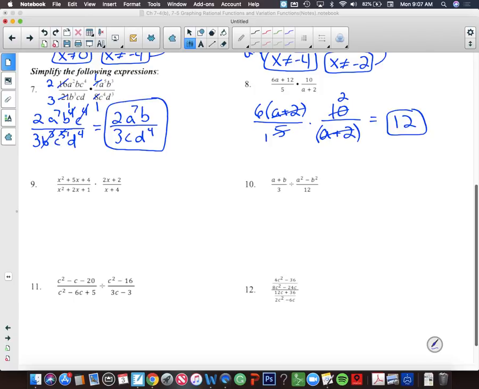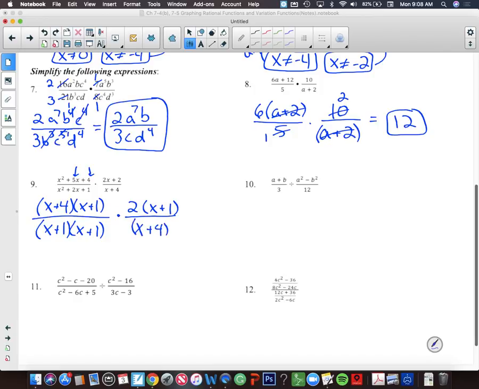So number 9, there's a lot of factoring going on here. So first one, you need to multiply to 4 and add to 5. So that's going to be 4 and 1. And on the bottom of there, that'll just be x plus 1, x plus 1. And then the second one over here, so we see a 2 there and a 2 there. We can take a 2 out. So 2x plus 1. And on the bottom, we just have that x plus 4.